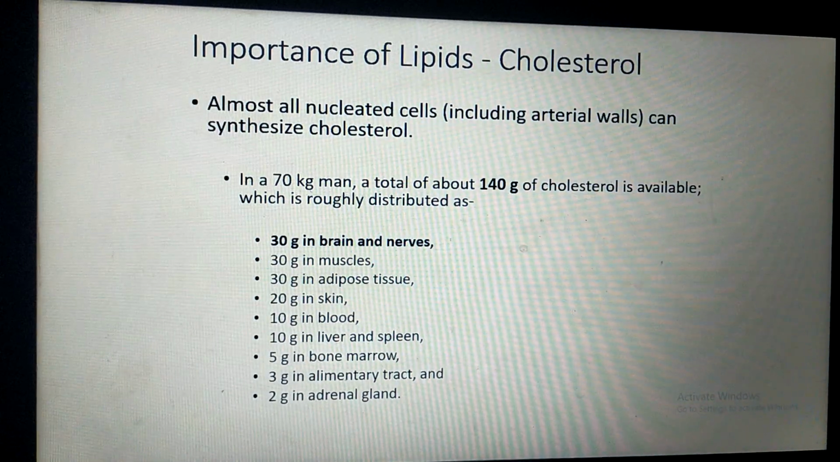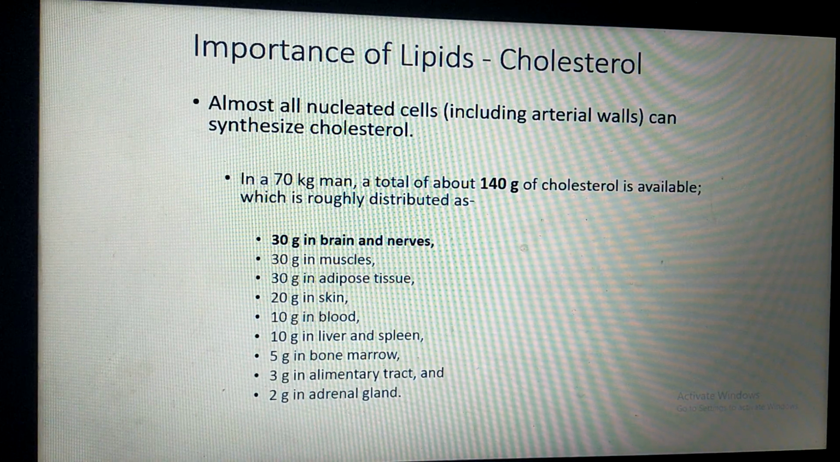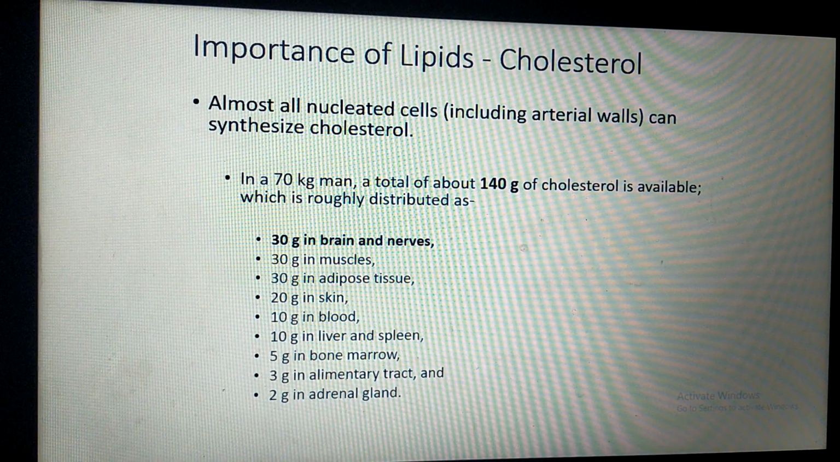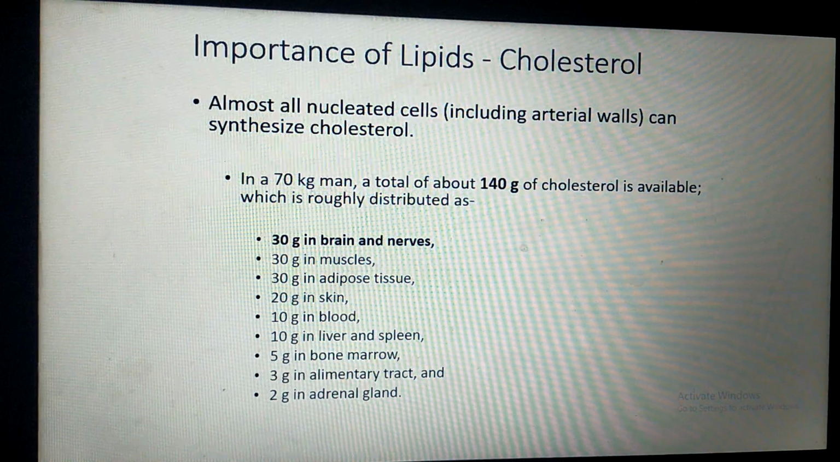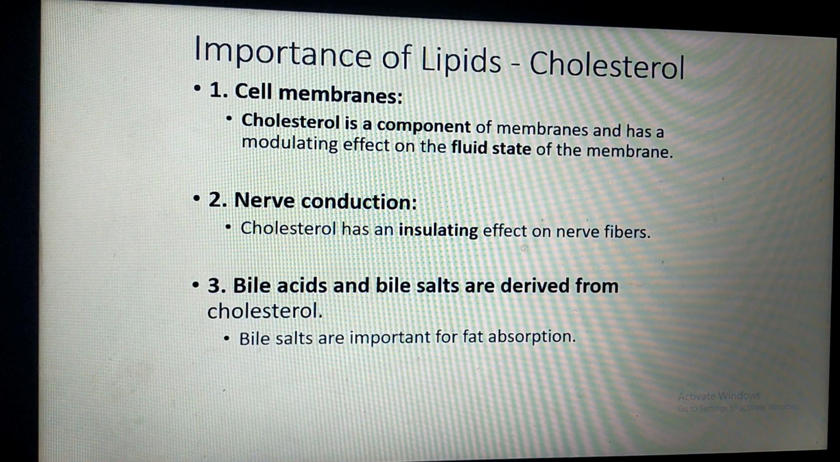Almost all cells of the body synthesize cholesterol. About 140 gram of cholesterol is available, and the rough distribution of the cholesterol is given here. Cholesterol is present in the cell membrane because of its non-linear structure. It cannot fit compactly in the cell membrane, therefore it also helps in increasing the fluidity of the cell membrane. Cholesterol also acts as an insulator by surrounding the nerves.